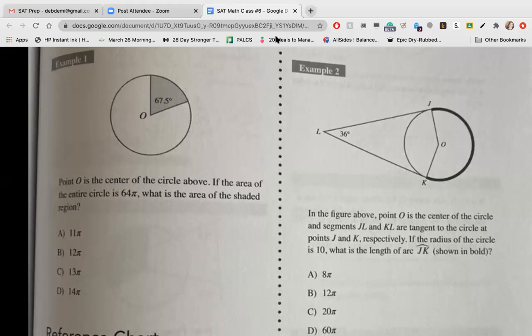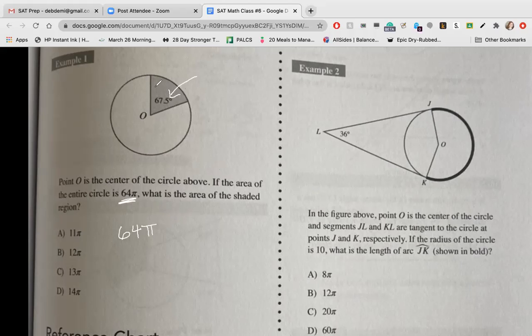So here we go. Point O is the center of the circle above. If the area of the entire circle is 64 pi, what's the area of the shaded region? So we want to find the area of that shaded region. First of all, we need to find the area of the entire circle. Judy, looks like you're sweating it out here. It says the area of the entire circle is 64 pi. So we write 64 pi.